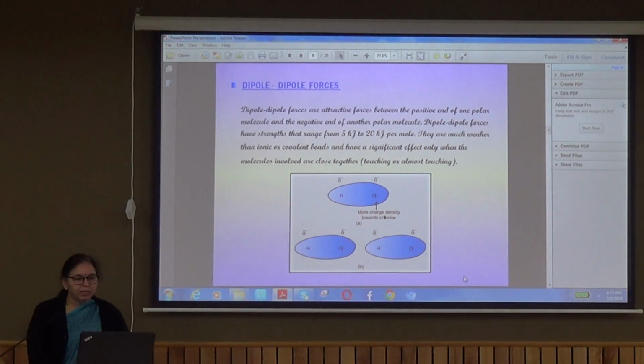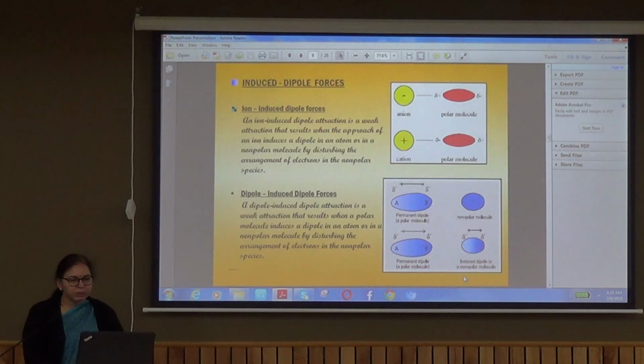Dipole-dipole forces. Dipole-dipole forces are the attractive forces between the positive end of one polar molecule and the negative end of another polar molecule. Dipole-dipole forces have a strength of 5 kilojoule to 20 kilojoule per mole. They are also weaker forces but stronger than the dispersion forces, and they are weaker than ionic or covalent bonds.